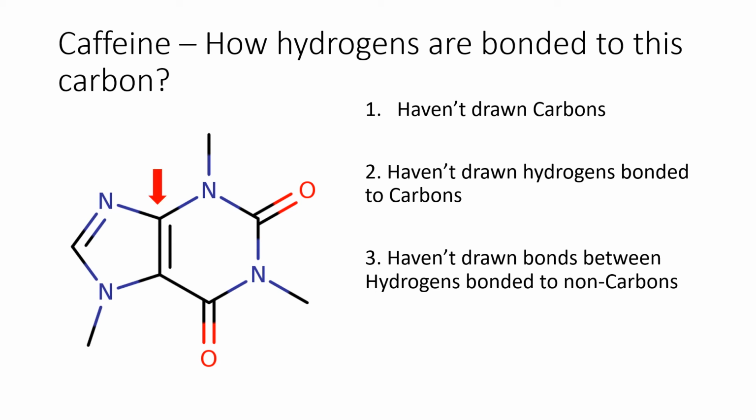How about this carbon, though? How many hydrogens are bonded to it? Pause the video and see if you can figure out on your own. So that was a bit of a trick question, actually. There are no hydrogens bonded to this carbon. You'll notice that this carbon already has a bond to this nitrogen over here, a bond to this nitrogen over here, and then it has this double bond between it and this carbon directly below it. So that already takes care of all 4 bonds that this carbon right here could make.